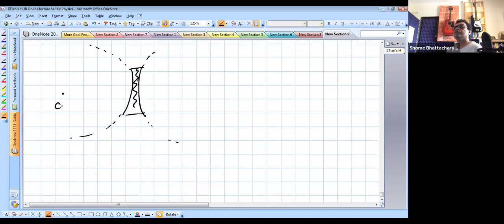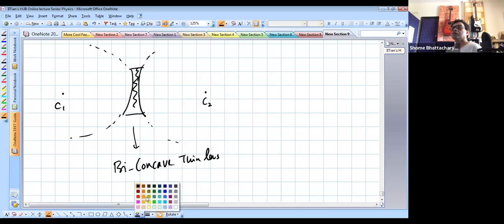So this one has a center of curvature here, this one has a center of curvature here. So this is an example of a biconcave thin lens. Again, thin lens because here this thickness, the pole to pole thickness, this surface has a pole P1 here, this has a pole, so this width is very, very small compared to R1 and R2.